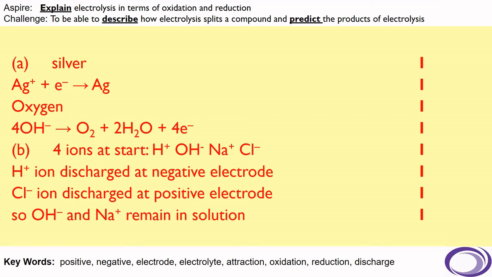Then for the second part, there are 4 ions at the start of that electrolysis: hydrogen, hydroxide, sodium and chloride. The hydrogen is discharged at the negative electrode. The chloride is discharged at the positive electrode, which means we've got hydroxide and sodium remaining in that solution, which means it will be a sodium hydroxide solution.